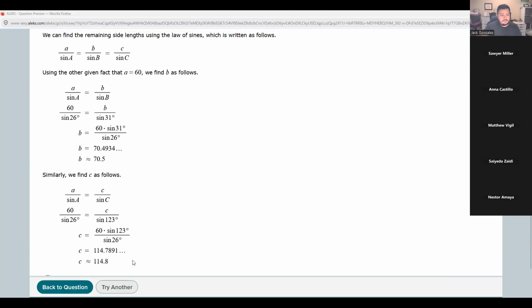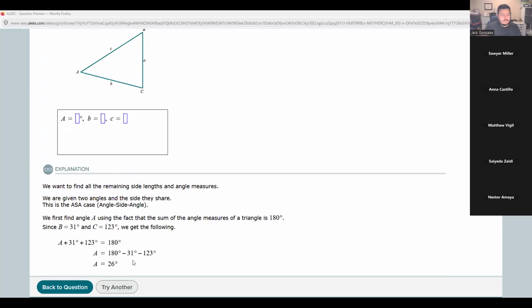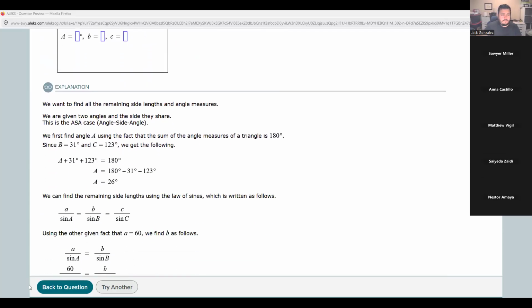Are there any questions on the work or idea? Whenever it gives you two angles, the question will be kind of easy, similar to this. But if they only give you one angle, then you get the possibility of one triangle, two triangles, or no triangle. Then you've got to figure it out. So that's when the law of sines kind of sucks.